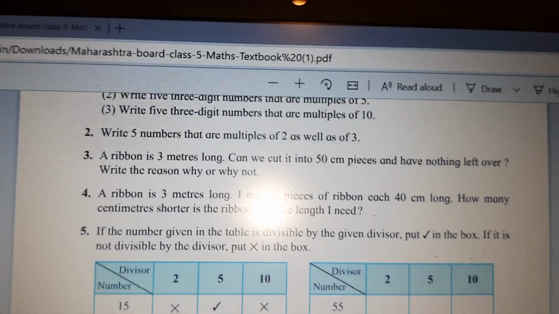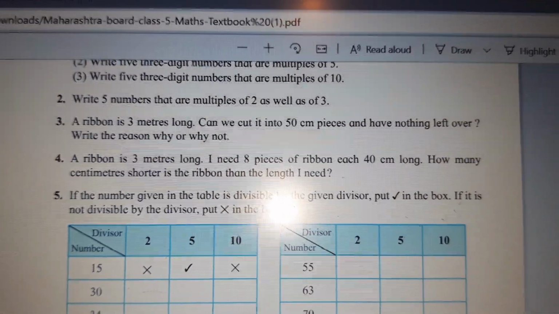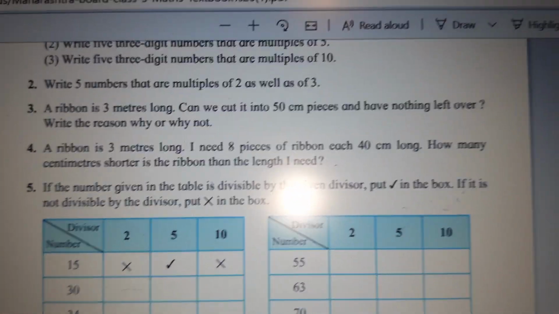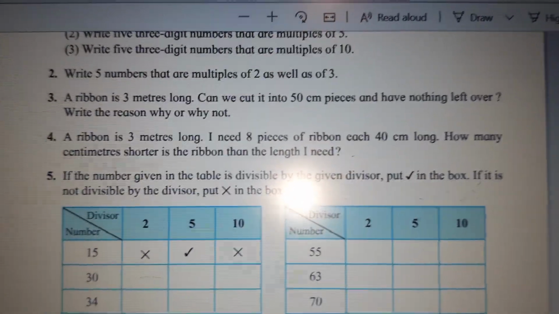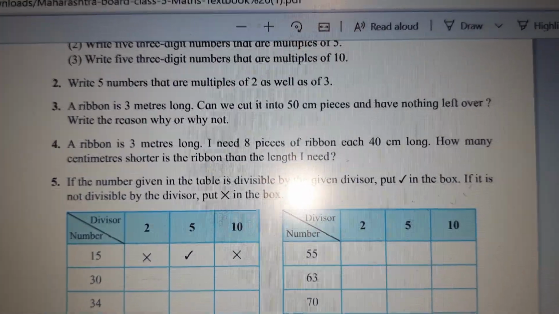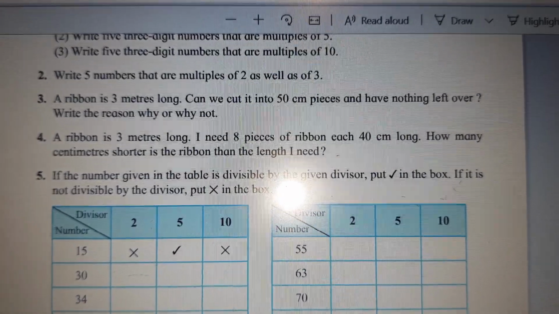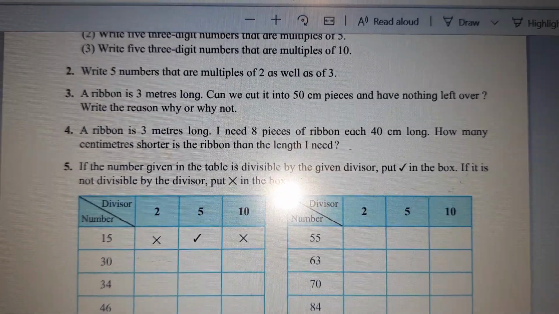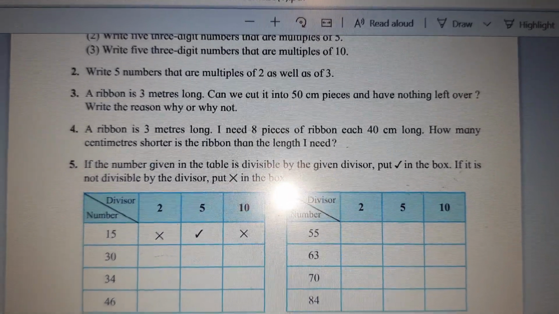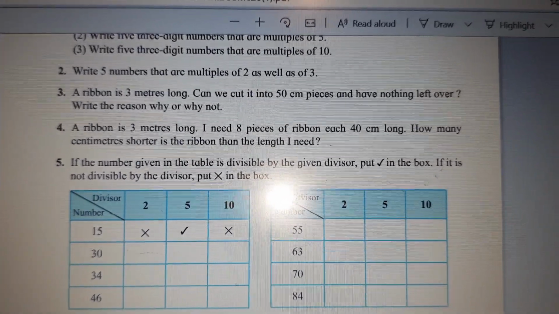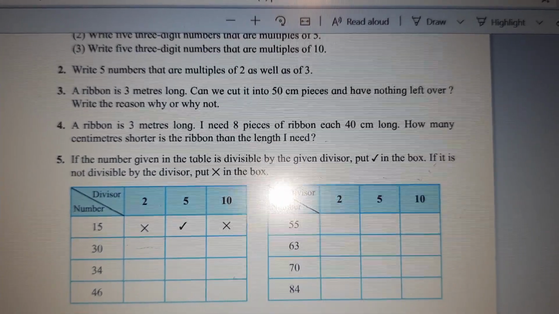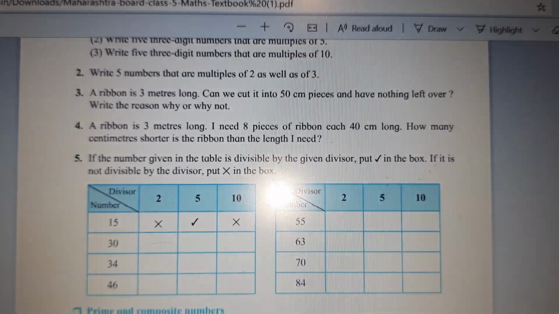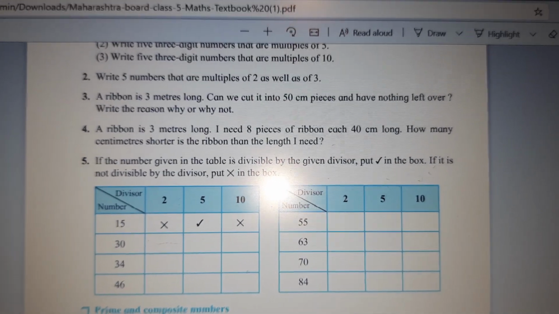Now we go for the word problem. Okay, there's a flashlight on so that we can see clearly. Third problem, a ribbon is 3 meters long. Can we cut it into 50 centimeter pieces and have nothing left over? Write the reason why or why not. So simple, you have a 3 meter long ribbon. You have to cut it into 50 centimeter pieces and find out if nothing is left over, which means the remainder has to be 0, and we have to write down if it's possible or not.